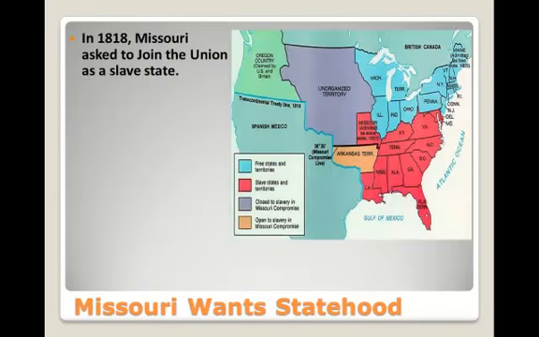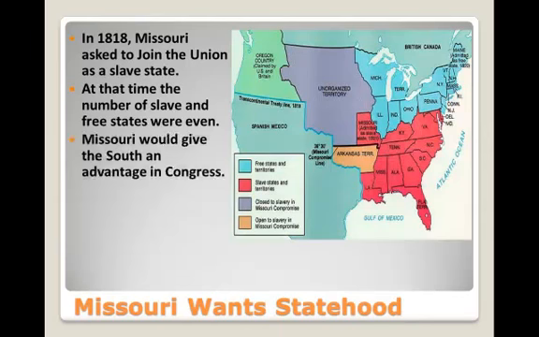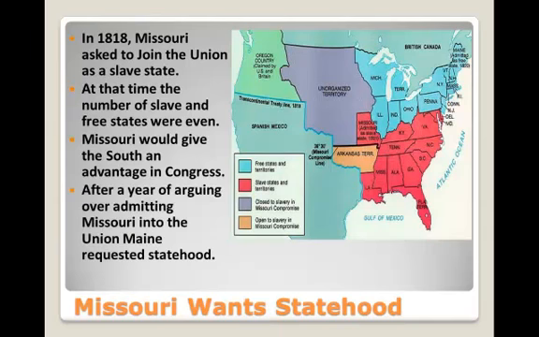In 1818, Missouri asked for statehood. They wanted to join the Union as a slave state. At that time, we had an even number of free and slave states in Congress, 11 free and 11 slave. Missouri would have given the South an advantage, 12 slave states over 11 free, which meant they could have outvoted the North in almost every issue.